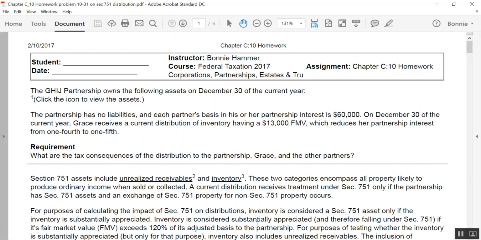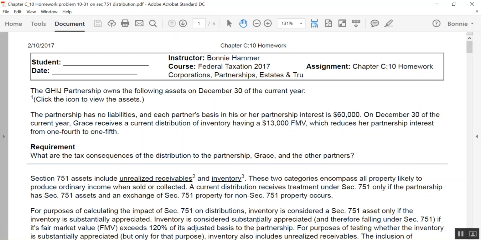the text, which is a really good one, walks you through the example step by step. I still recommend using this step-by-step approach to 751, to distributions where you have 751 assets involved. However, as I'll explain to you, the situation was a little bit different.